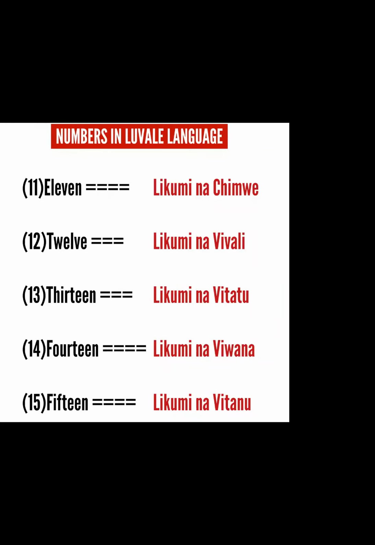So 11 in Luvale, Likumi na chimwe, meaning 10 plus 1. Let's read in our hearts together. Likumi na chimwe. Then we have 12, Likumi na vivali. That's 12, 10 plus 2. Then we have 13.